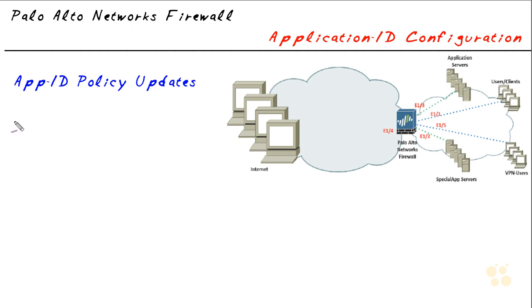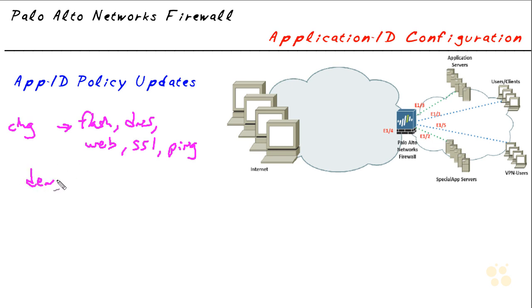So change, as an example, my permit any going out to actually have specific applications. I want, let's see, Flash, DNS, Web, SSL, and Ping. Okay, so basic stuff going on in there. I also want to have a deny with logs. So that way I can find out anything that's not part of my specifically permitted applications. I want to see what they are.